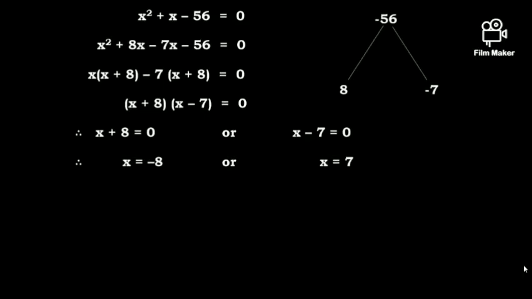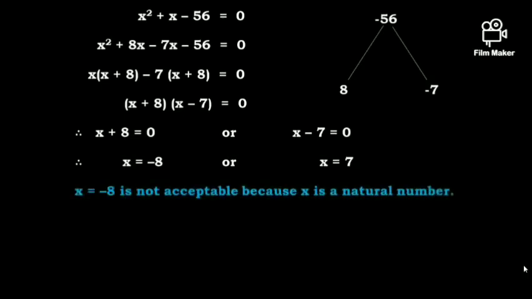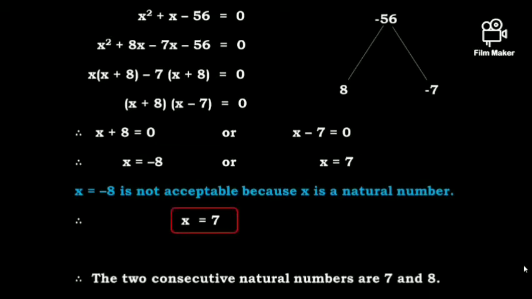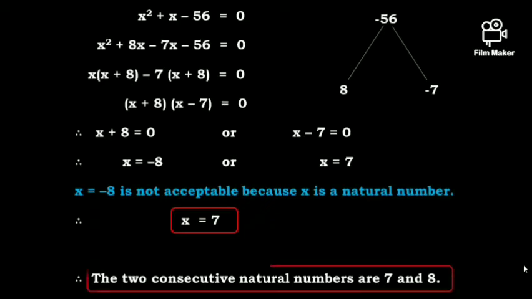The first one is minus 8 and the second one is 7. But x equal to minus 8 is not acceptable because x is a natural number in the problem. So when it is a negative number, no, you can take the required answer as x equal to 7. But the question is to find the consecutive numbers. So the first one is 7, the second one is 7 plus 1, 8. These are the required numbers.